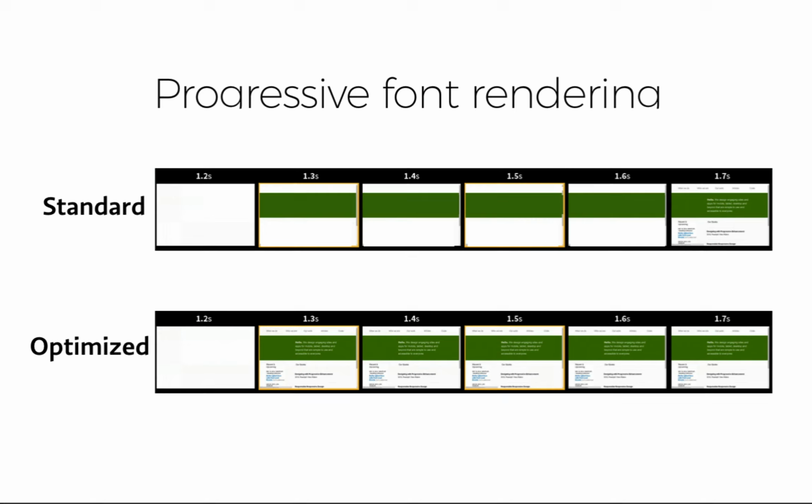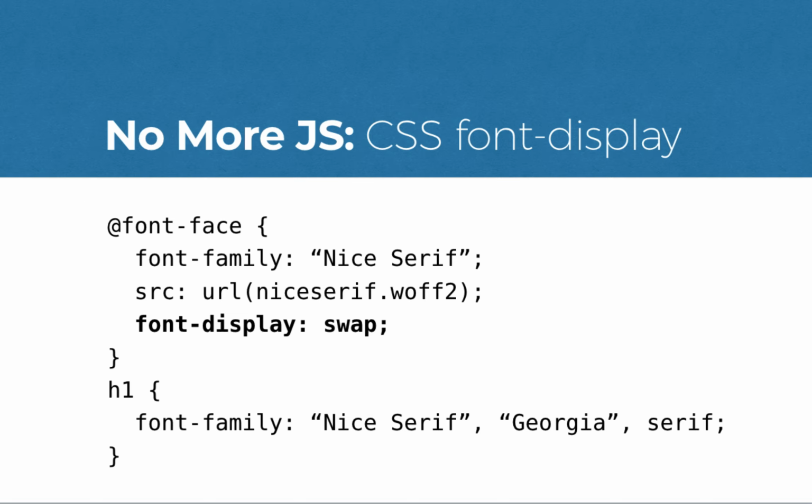Up top, we have a timeline with a standard web font, custom web font loading process. And along the bottom, we have a more progressive one that actually shows a default browser font. And then whenever the custom font arrives, we can decide when to allow it to paint in. So that's a more progressive font rendering process. And doing this used to take JavaScript workarounds, but nowadays we can do it with CSS alone.